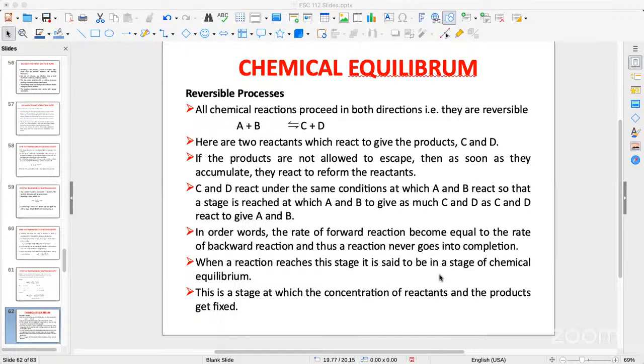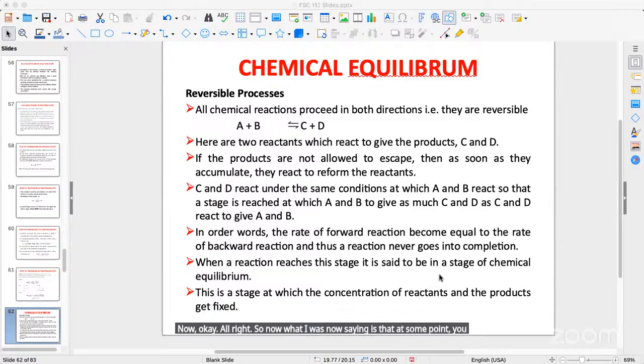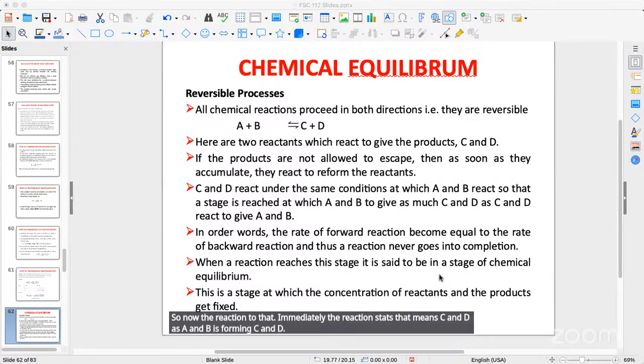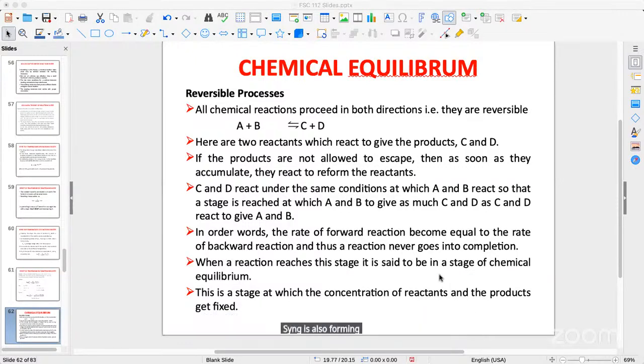Okay, now, all right. So what I was saying is that at some point, you have enough C and D to kickstart a reaction between the two of them. So that reaction starts. Immediately the reaction starts, that means as A and B is forming C and D, C and D is also forming A and B. But you're going to get to a stage where the rate at which C and D is forming, remember at the beginning, A and B is going to be moving at a very fast rate.